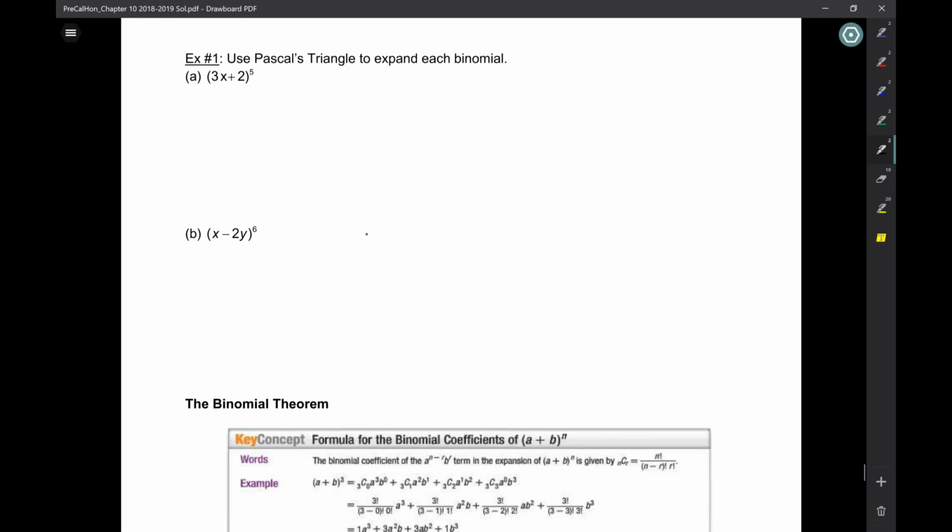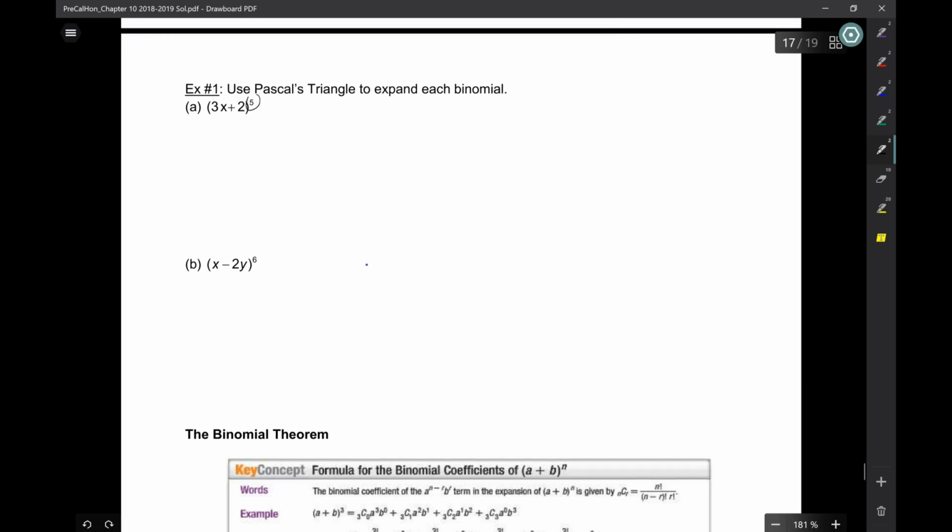All right, so we're going to expand (3x + 2) to the power of 5. Okay, so if the exponent here is 5, I have n equals 5. So I need to generate a triangle. So that's n equals 0, 1, n equals 2, n equals 3, and then here, this one is n equals 5. Okay, so that's the one I'm going to use.